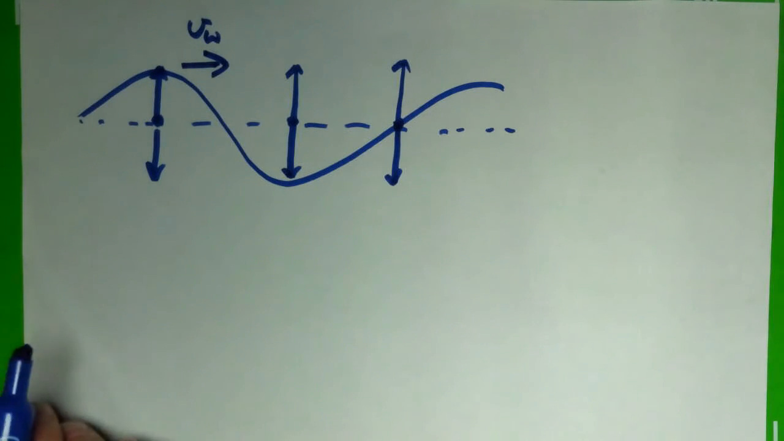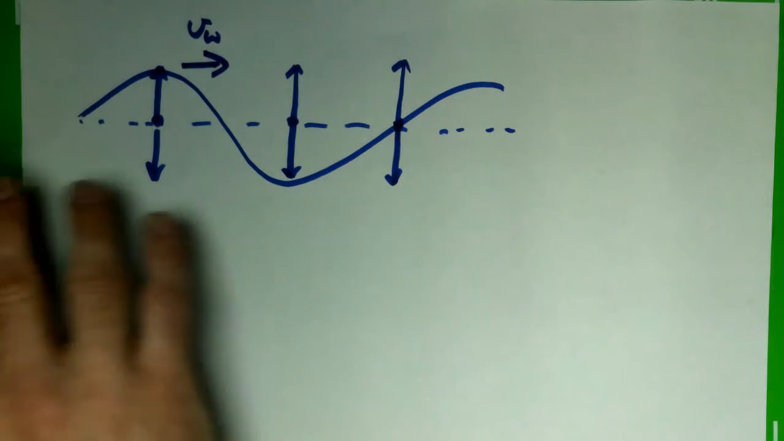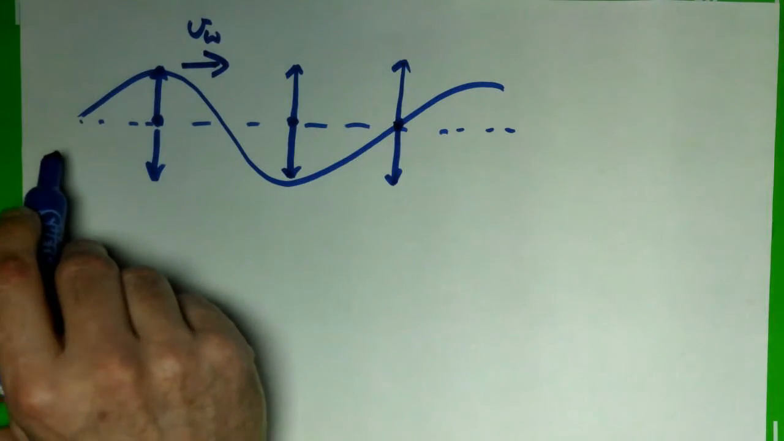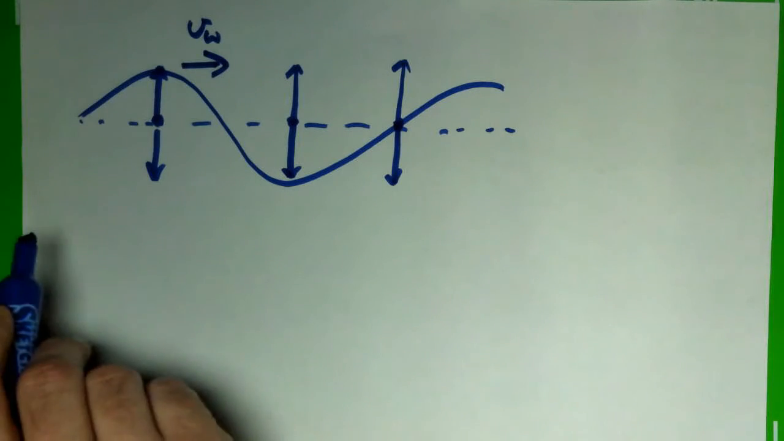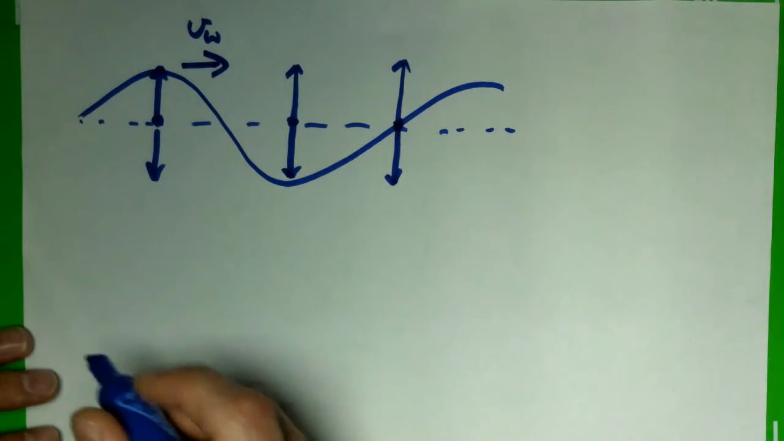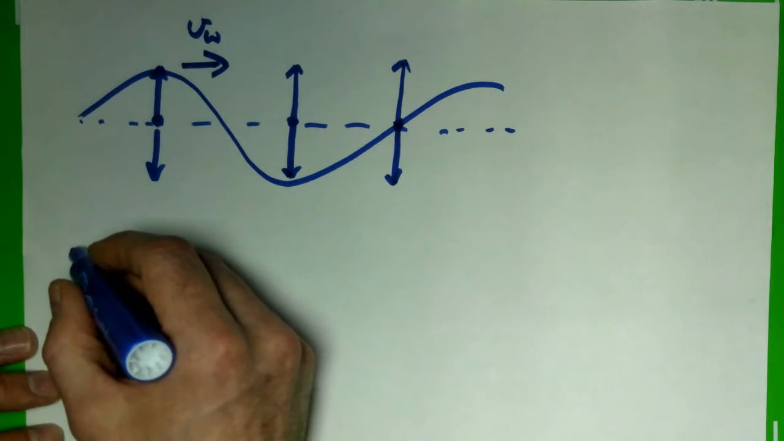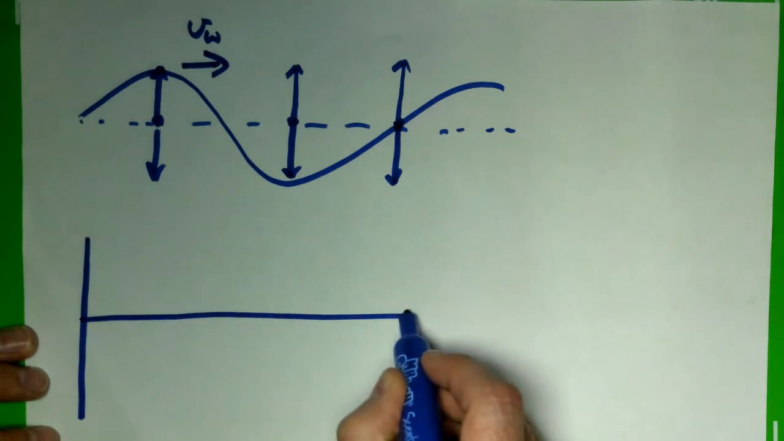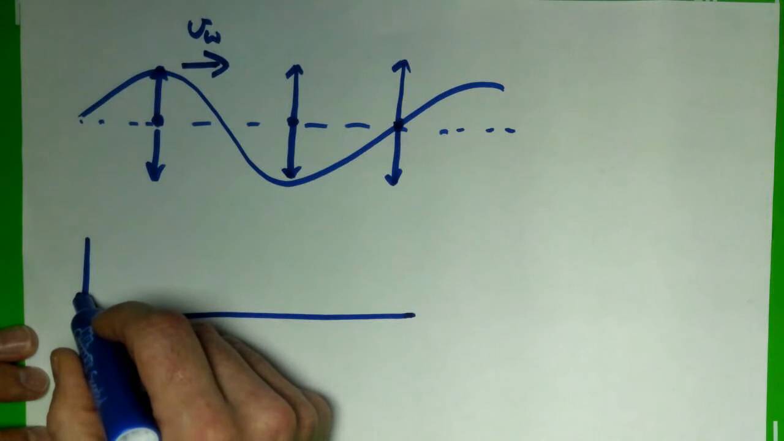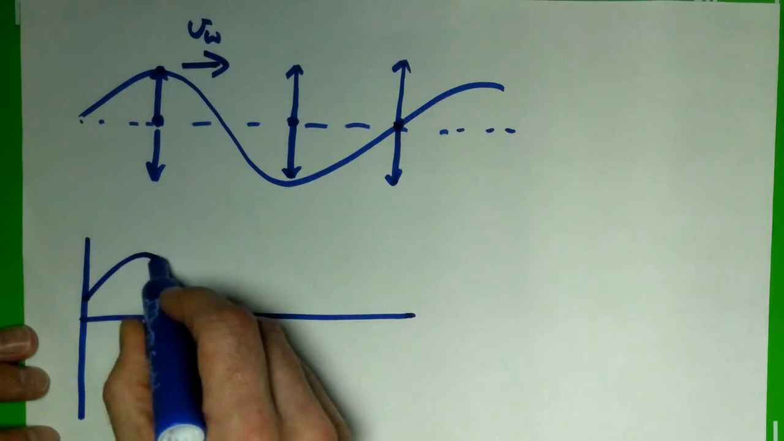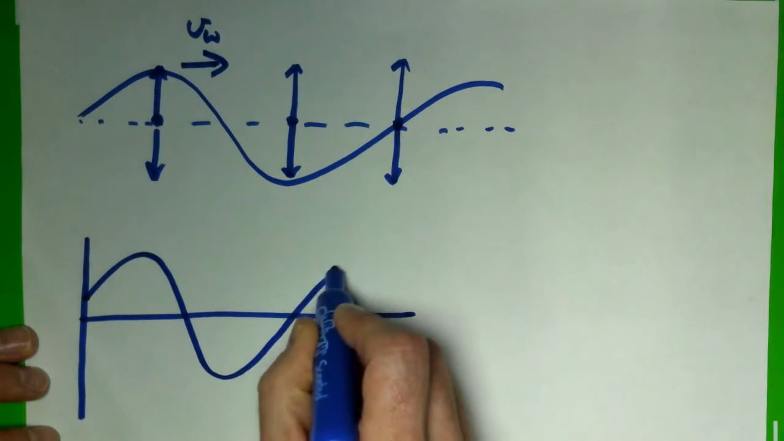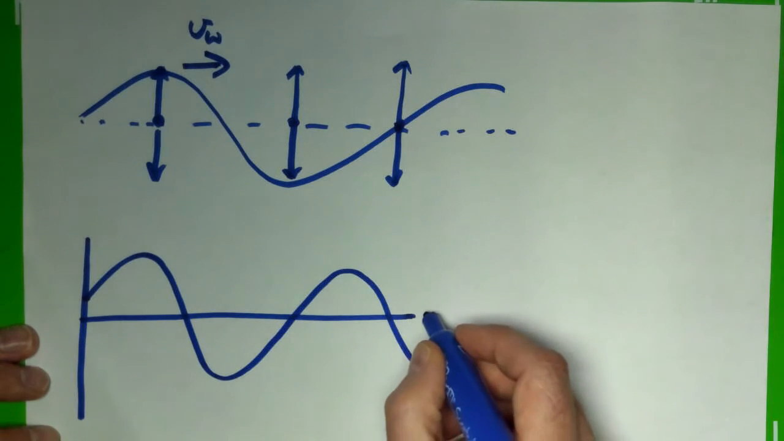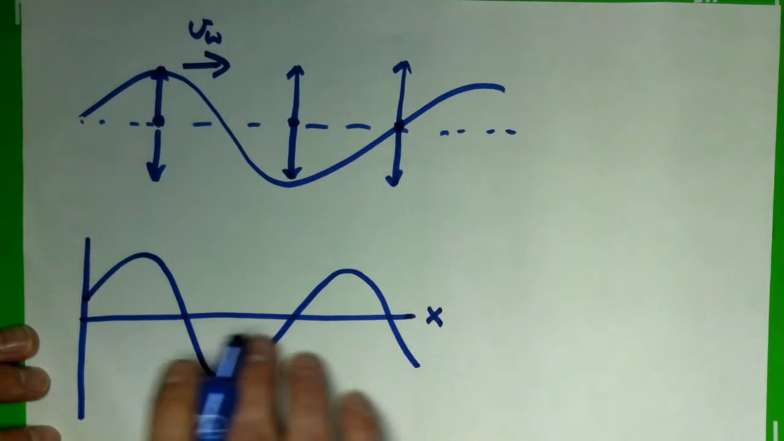How do we describe this in detail? It works best if we try and break apart some of the time information from the spatial information. The spatial information is, where are all of the molecules at one moment in time? That's called a snapshot graph. So if I take a picture, I'm going to draw a coordinate system here, and I have a wave that at one point in time looks like that. Then my axis would be position. I'm seeing the entire wave.